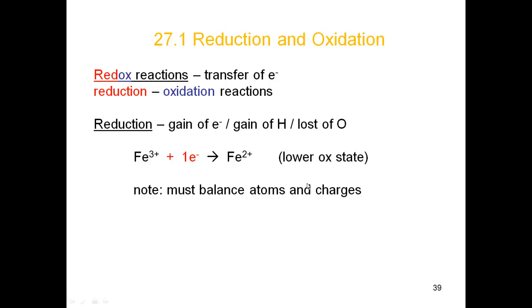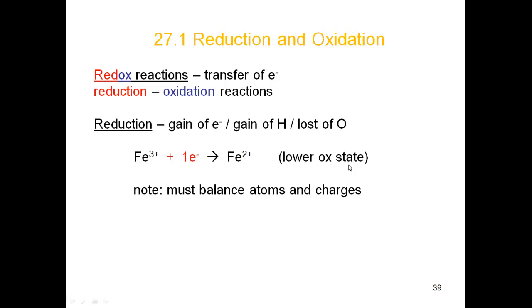All right, let's talk about reduction. Reduction can be looked at in terms of a gain of electrons, taking on electrons. Could look at it as a gain of hydrogens, which is related in that electron aspect, or a loss of oxygens. Here's an example. I got iron 3 going to iron 2. Anytime we're talking about a reduction, the electrons will be on the reactant side. You can see it went from a +3 to a +2, and that's going to a lower oxidation state.